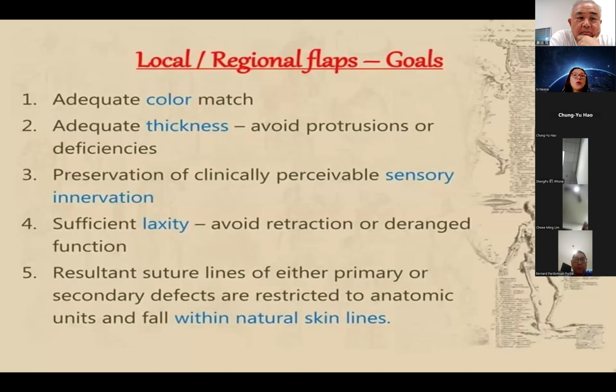So what is the goal for a local or regional flap? You need to match the color. You need to have adequate thickness. If possible, you also preserve the sensory innervation. It has to be very lax, it cannot be very tensioned. And then if possible, you try to hide the scar within the natural skin lines.